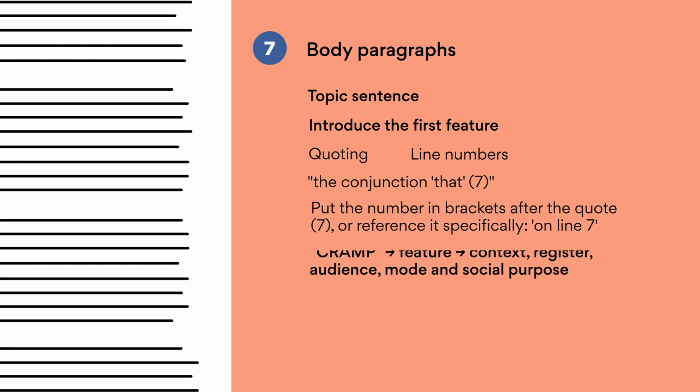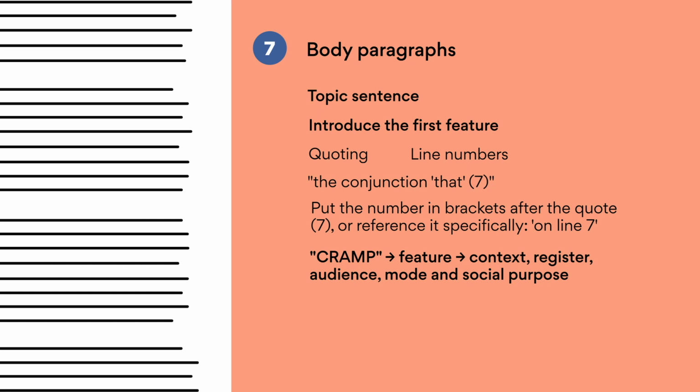Try to think about CRAMP and how the feature that you have identified proves what you have said in your introduction about context, register, audience, mode, and social purpose. You may also want to lead your discussion the other way and explain how the elements of CRAMP are affecting what language and how language is used in the text.